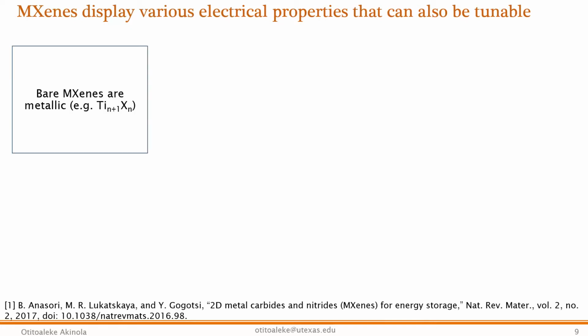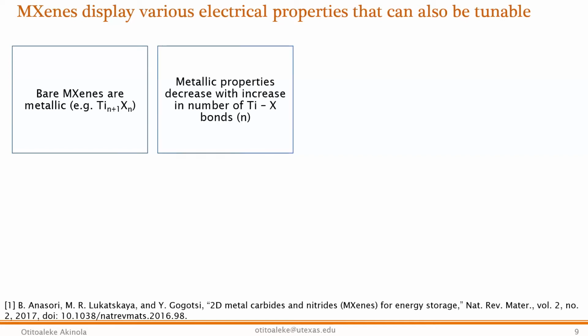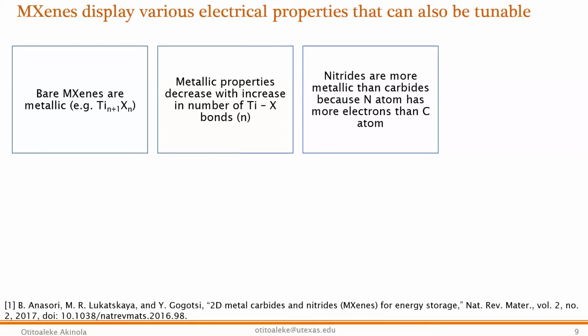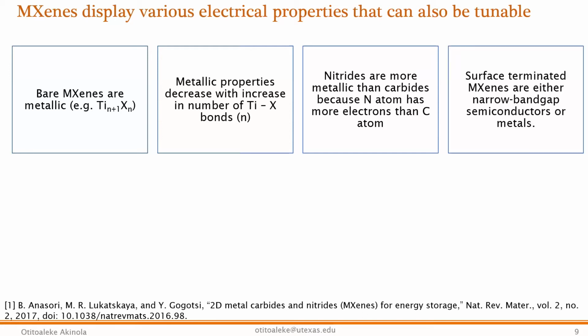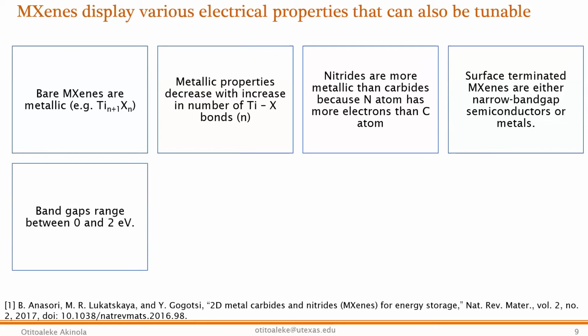So MXenes display various electrical properties. The bare MXenes are metallic. The metallic properties decrease with increase in number of MX bond. In this situation, titanium X bonds or chromium carbon bonds in my situation. The nitrides are more metallic than the carbides because the N atoms has more electrons than the C atoms. The surface terminated MXenes are either narrow band gap semiconductors or metals. The band gaps range from 0 to 2 electron volts.